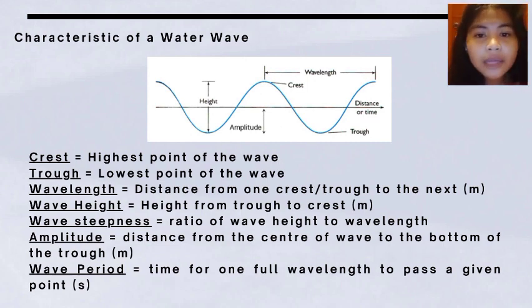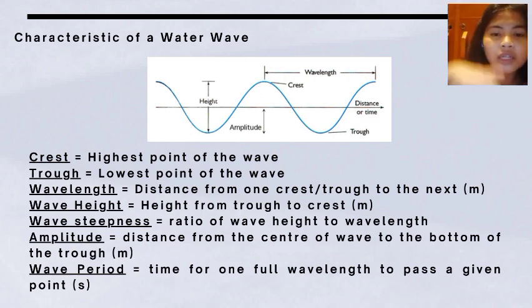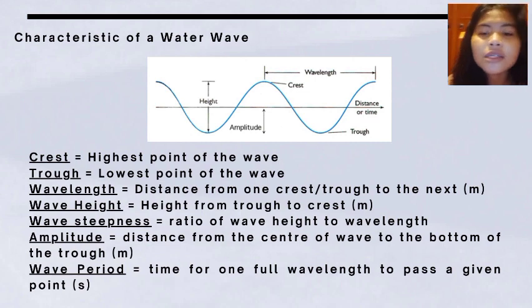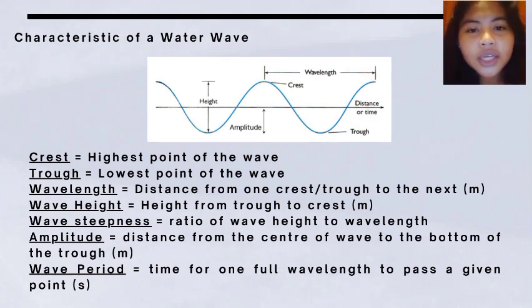So wave height is the height from trough to crest, so from the trough up until the crest, that is the wave height. The wave steepness is the ratio of wave height to wavelength. The amplitude is the distance from the center of the wave to the bottom of the trough. You can just refer to the illustration to see these parts. The wave period is the time for one full wavelength to pass a given point.